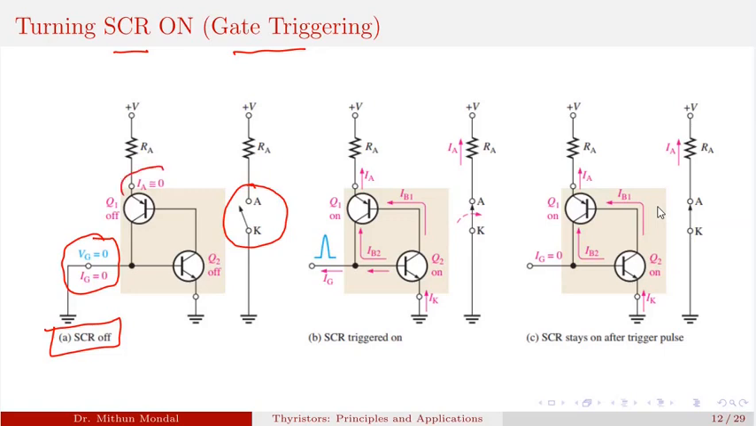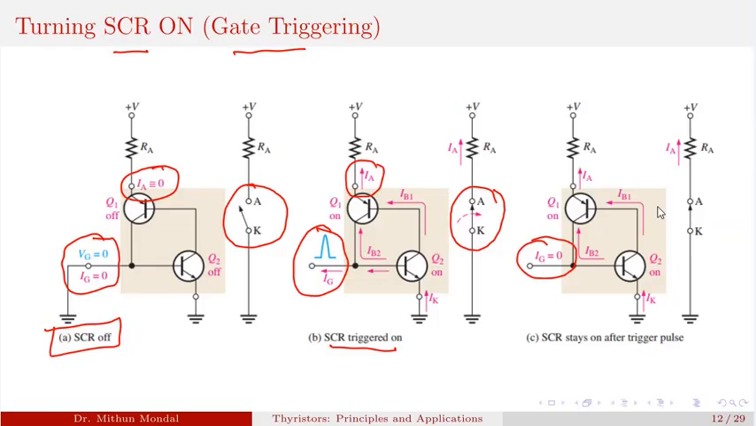So no current is flowing in the anode. When the gate signal is given, the SCR will be turned on and the switch will be represented with a closed one, and the anode current will start flowing. If we remove the gate signal now, the SCR still stays on and the anode current keeps flowing, hence we can represent this with a closed switch. So the gate signal is basically used only to turn on the SCR.